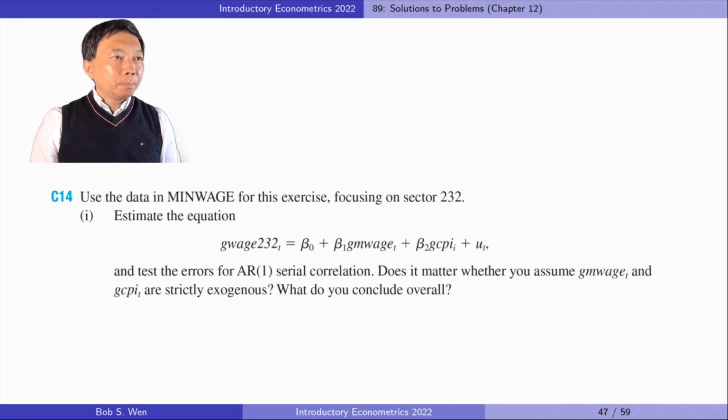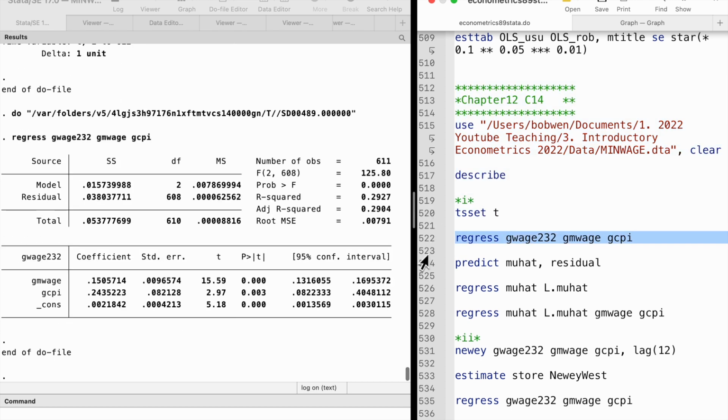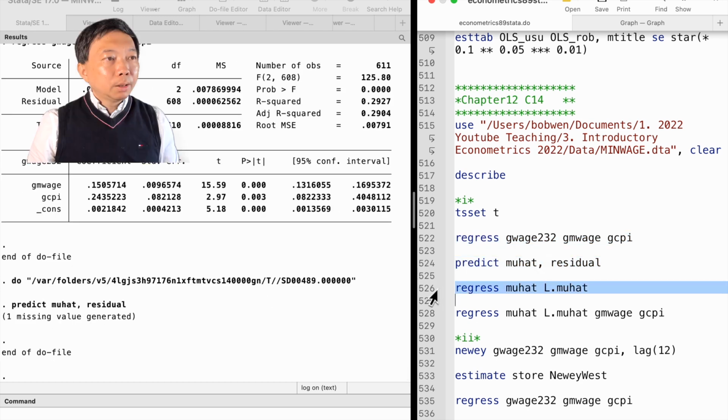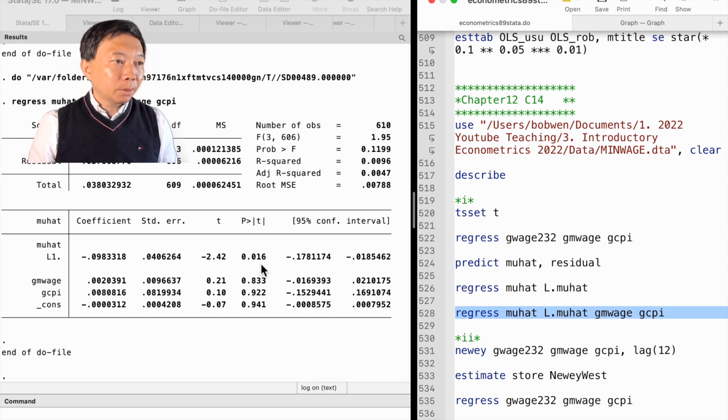Let's find answers to computer exercise 14. In part 1, estimate the equation and test the errors for AR1 serial correlation. Does it matter whether you assume wage growth and CPI growth rates are strictly exogenous? What do you conclude overall? The regression u hat on the lag shows a negative and statistically significant estimate of rho, implying AR1 serial correlation in the errors u. It does not matter whether we assume the two explanatory variables are exogenous or not. They lead to the same conclusion.